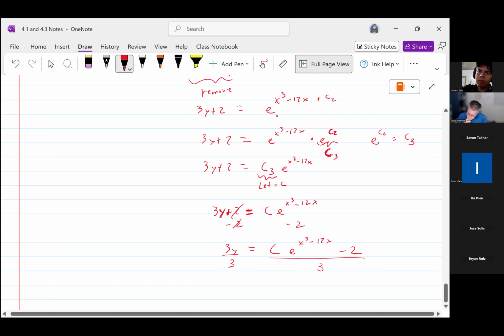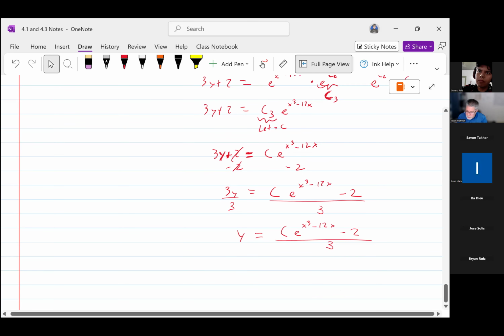And I'm just going to leave this as y equals C e to the x cubed minus 12x minus 2 all over 3. Now, if you really wanted to, you could split that 3 up and then create a C4. I don't really feel that's necessary.